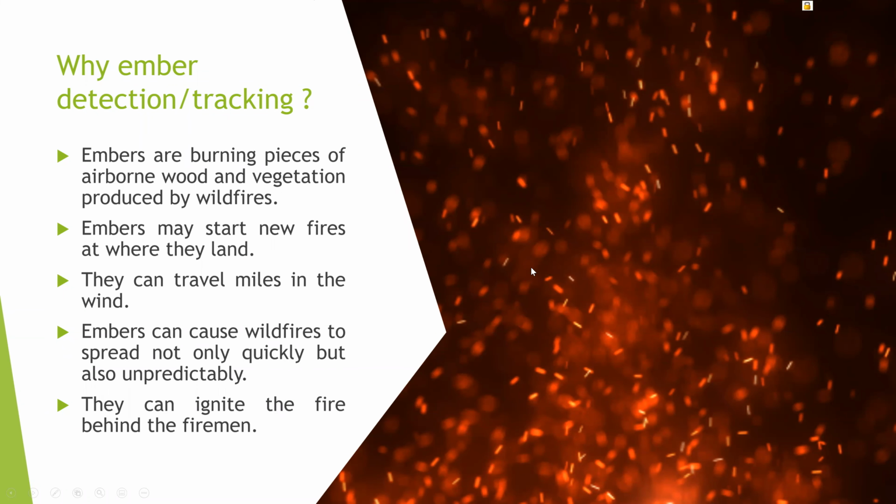And so first, let's discuss what an Ember is. Embers are like this. They are burning pieces of airborne wood and vegetation produced by wildfires. They may start new fires in the wildland, and they can travel miles in the wind. They can cause wildfires to spread not only quickly, but also unpredictably. They can ignite the fire behind the fireman. And so they are very dangerous. So we need to detect them to protect everyone.